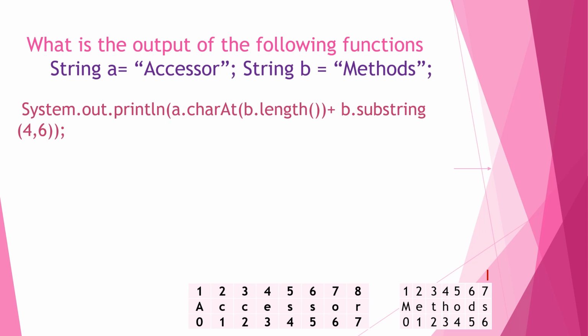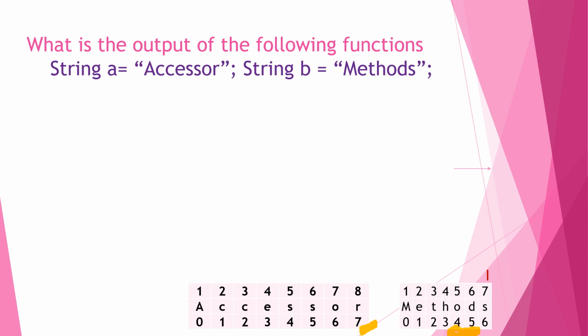And now charAt(b.length()), that means character at 7. All other functions except length will start from 0. So character at 7 is R. And now b.substring(4,6). 4 to 6 means 4 and 5. Here we can see 4 and 5, it is OD. That means R plus OD, so the answer is ROD.